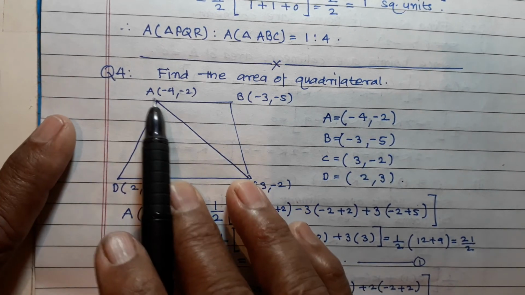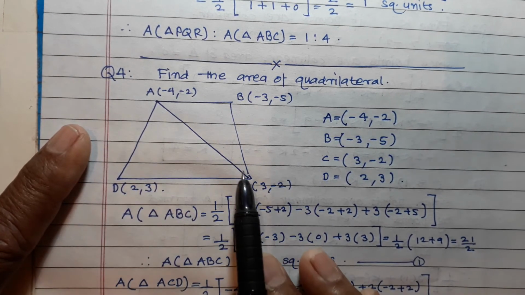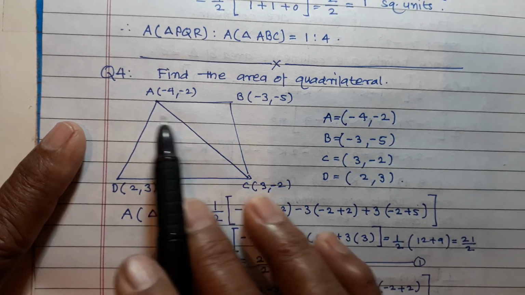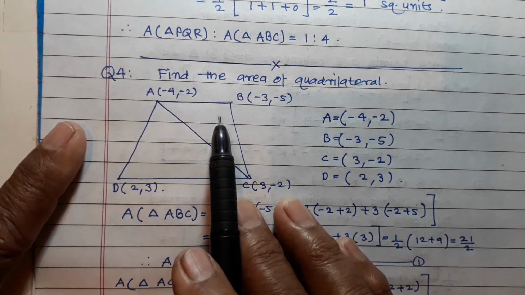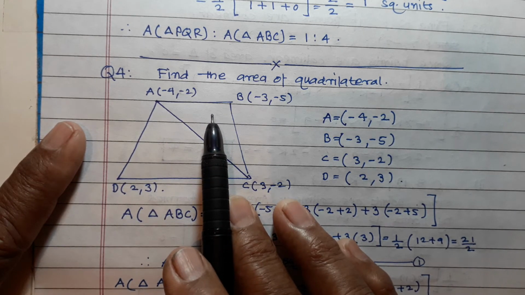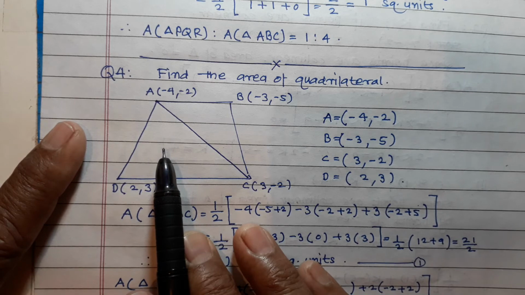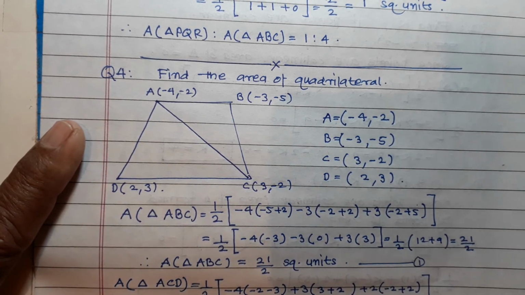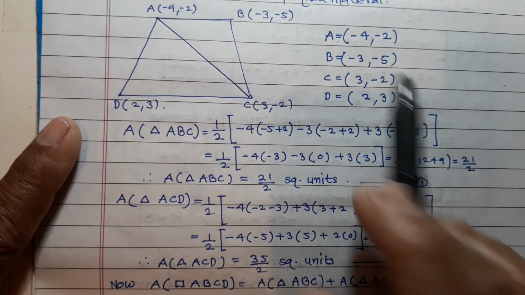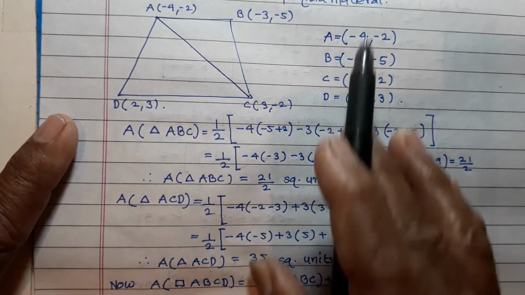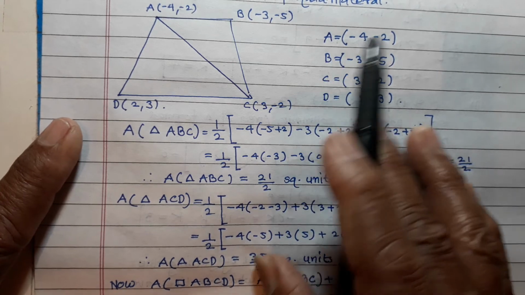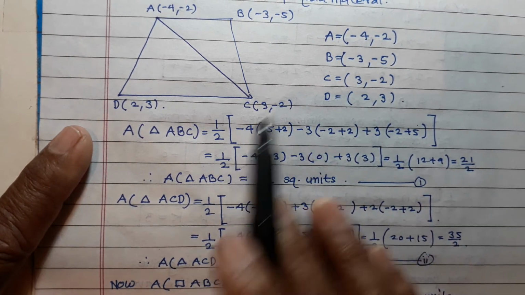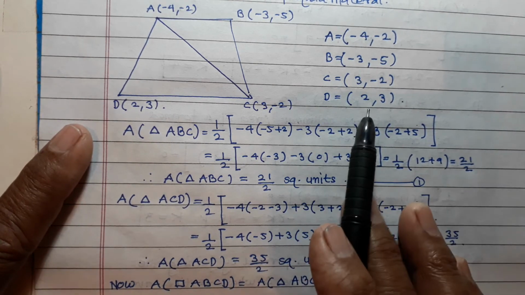Now here you join AC, so this AC is a diagonal. It bisects, that is, divides this quadrilateral into two triangles. Find the area of this triangle, find the area of this triangle, add these two areas, and you will get the area of the quadrilateral. Okay. Now A, B, C, D are these 4 points. I write them vertically, below each other, so that it is easy to detect.